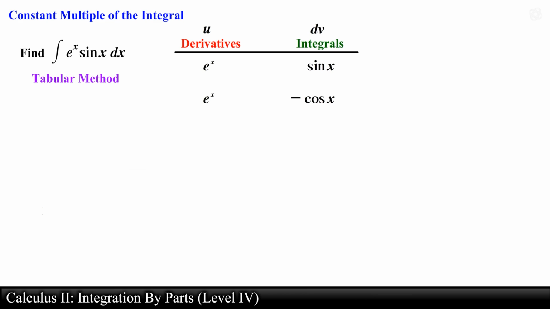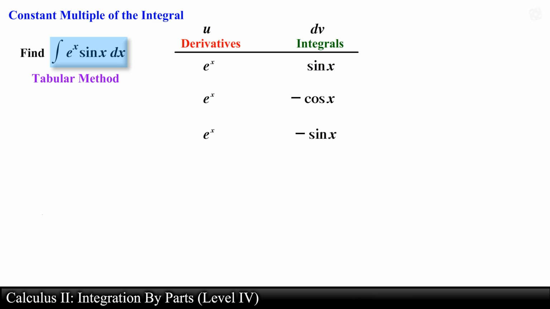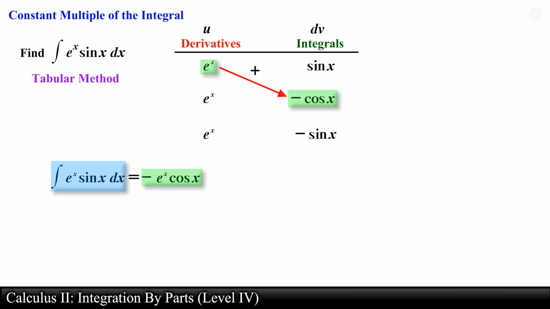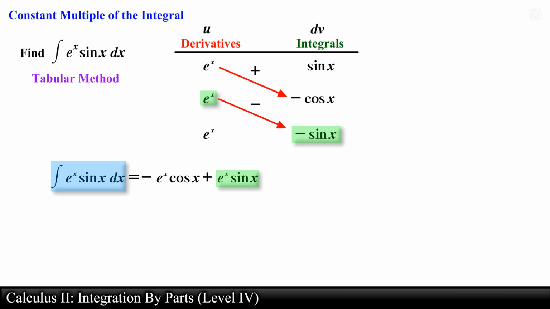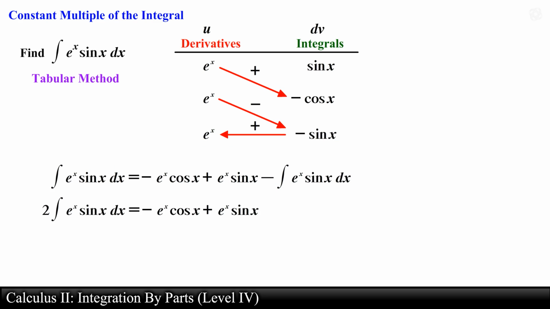Notice that we are not going to end up with 0, no matter how many times we take the derivative. So we need to spot a constant multiple of the original integral by multiplying the functions in a common row. In this case, we spot the e to the x and sine of x terms. So this is where we stop taking derivatives and integrals and write out our equation. Make sure you take into account the alternating signs when multiplying expressions from the first column diagonally with the expression in the second column. Once we write it out, we collect like terms and solve for the original integral and add the constant.